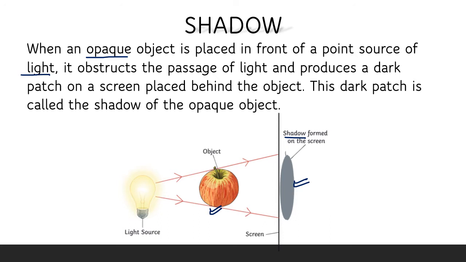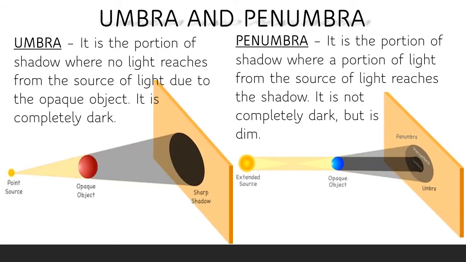Whenever light rays fall on an opaque object, it blocks the light rays falling on it, due to which the portion covered by the object does not receive any light and remains dark. Whenever light falls on an opaque object from a point source, then we obtain a complete dark shadow of the object. It is called the umbra.